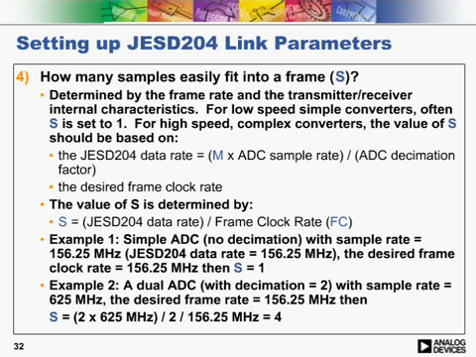Let's consider a simple ADC with no decimation and with a sample rate equal to 156.25 megahertz. The desired frame clock rate is, of course, 156.25 megahertz, which means S is equal to 1. Now consider 2 ADCs with decimation equal to 2 and a sample rate of 625. The desired frame clock rate in this case, again, we would like to have 156.25 megahertz, which would mean S would be equal to 2 times the sample rate, divide by 2, divide by 156.25, which would equal 4.